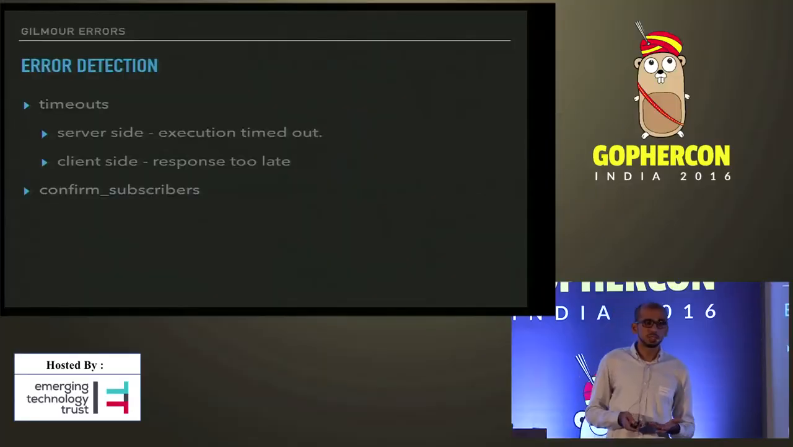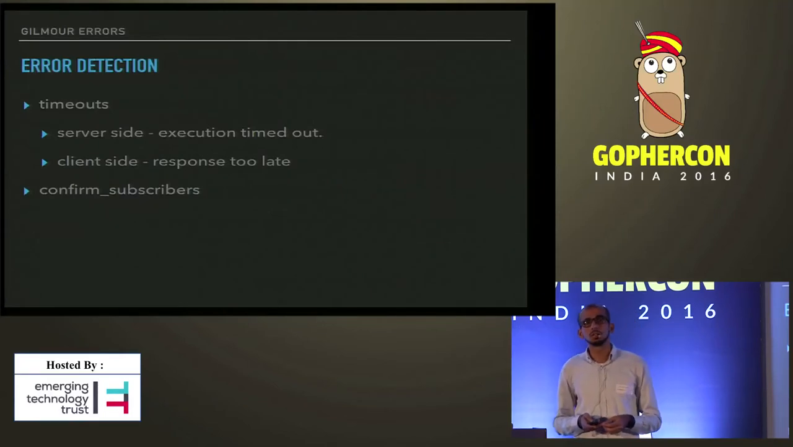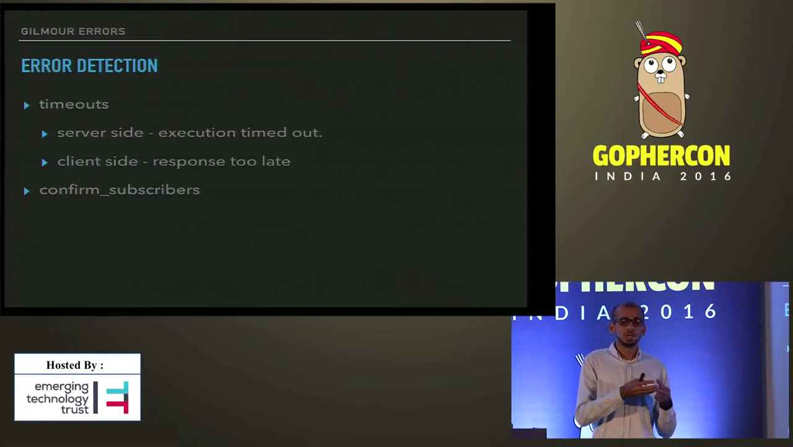Then there's a confirmed subscriber check. What it allows is for you to actually see, while requesting an answer, whether there is an active listener for this topic or not. And in case there isn't, it would raise an error straight away.